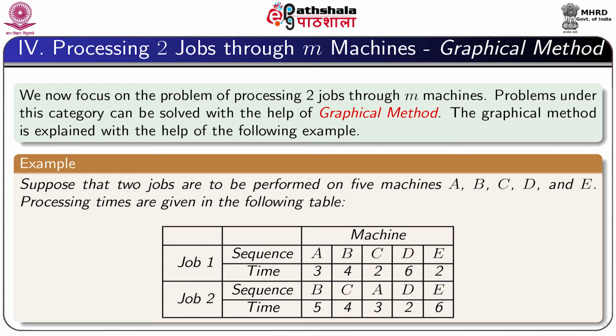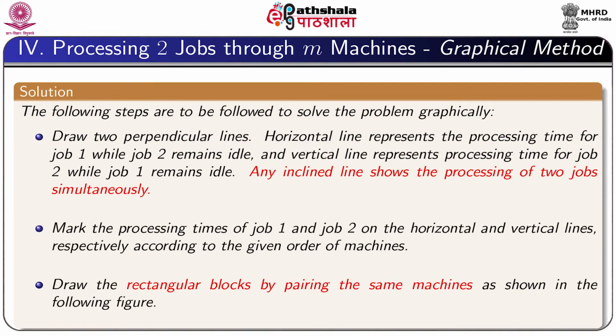Job 1's processing times on machines A, B, C, D, E are 3, 4, 2, 6 and 2 respectively, and job 2's processing times on machines B, C, A, D, E are 5, 4, 3, 2 and 6 respectively. To solve this problem, the following steps are to be followed.